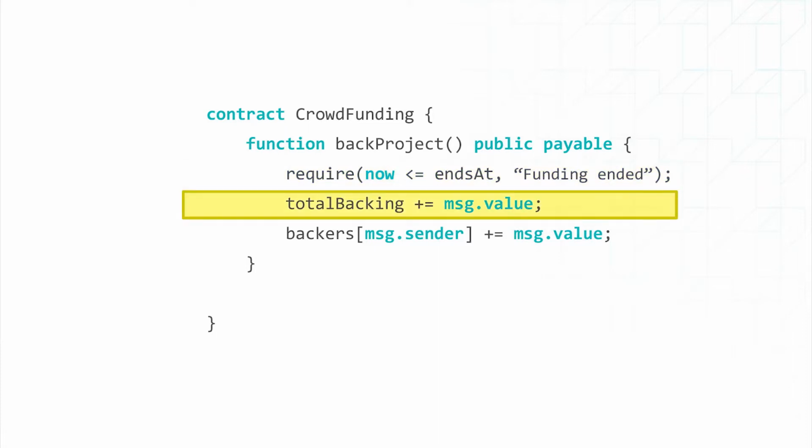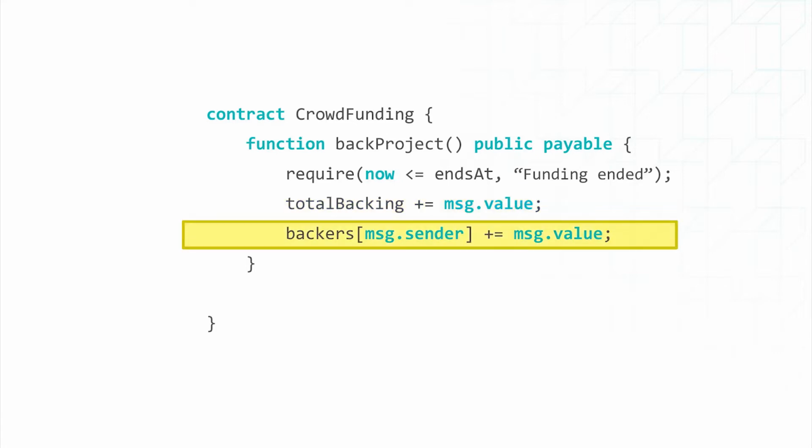Then we would modify our internal savings. Notice this magic msg. This is an implicitly passed argument which just refers to whoever invoked the contract. And finally, we remember who actually supported the project.